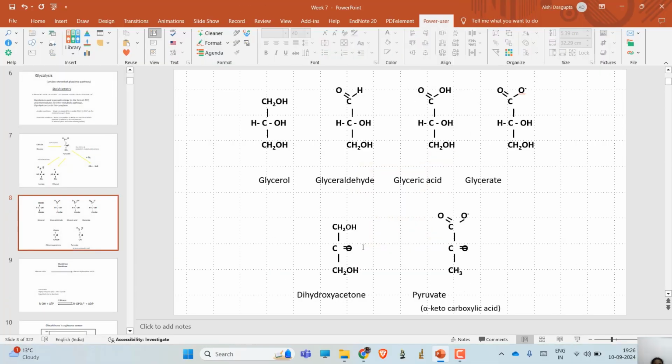Okay. These are the various structures, and you'll see the relevance of these structures in glycolysis.